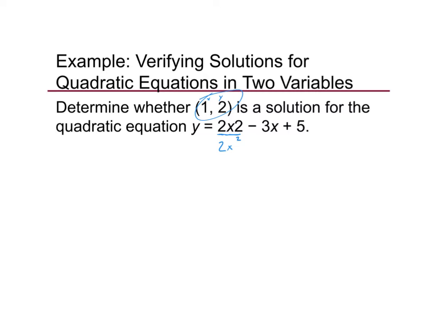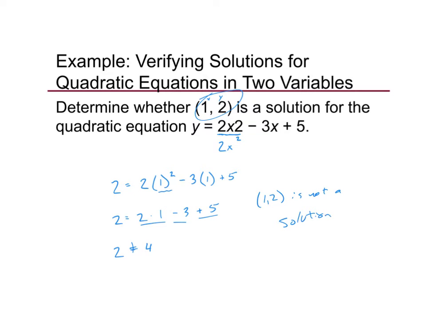All right, so y equals, so we're going to go 2 equals, and then 2 times x is 1 squared minus 3 times x is 1 again plus 5. All right, follow your order of operations. Square the 1 first. 1 times 1 is 1. 3 times 1 is 3 plus 5. Then 2 times 1 is 2. Minus 3 is negative 1. Add 5 is 4. So that says 2 equals 4, which is not the case. 2 does not equal 4. So the point (1, 2) is not a solution. There's my answer there.